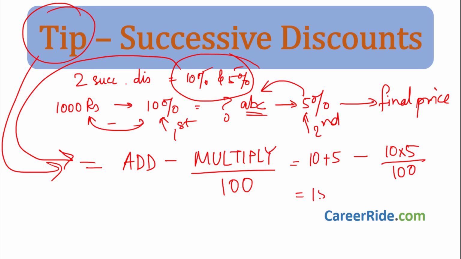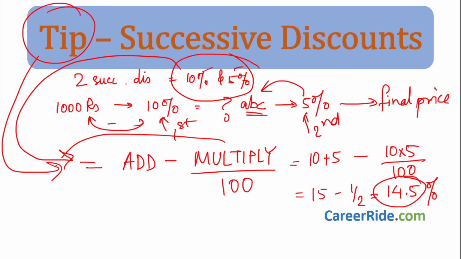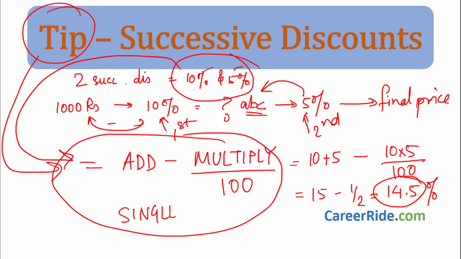What do we get over here? 15 minus, this is 50 upon 100, that is 1 by 2, that is 0.5. 15 minus 0.5 is 14.5%. This is the formula to find the single equivalent discount of two separate discounts, two successive discounts.